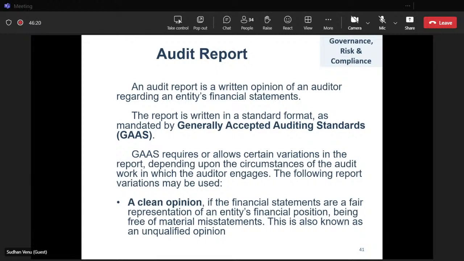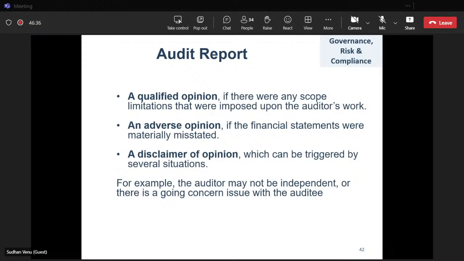We have some audit report types. The clean opinion is given if the financial statements are a fair representation of the entity's financial position and free of material misstatement; this is also known as an unqualified opinion. A qualified opinion is given if there were any scope limitations imposed upon the auditor's work. An adverse opinion is given if the financial statements were materially misstated.